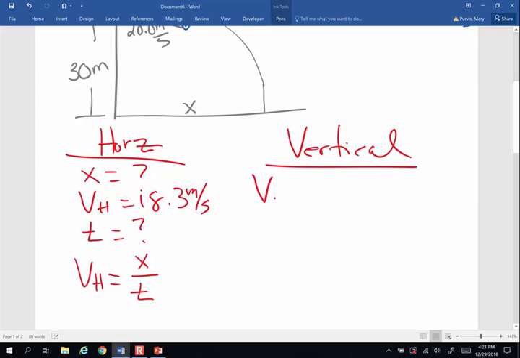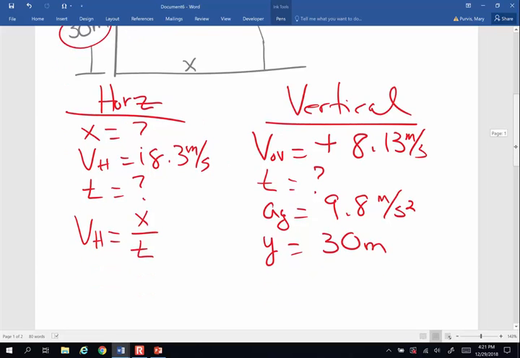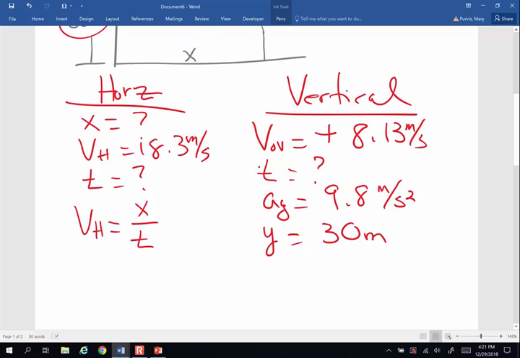On this side, my original vertical velocity is a positive 8.13 meters per second down. I don't know time. I do know acceleration of gravity, because gravity is going to speed it up at 9.8 meters per second squared. And I do know my vertical displacement is 30 meters. So here's what I'm going to do. I need to find time on this side so then I can turn it around and use that time over here, because when it hits the ground, it's going to hit the ground.